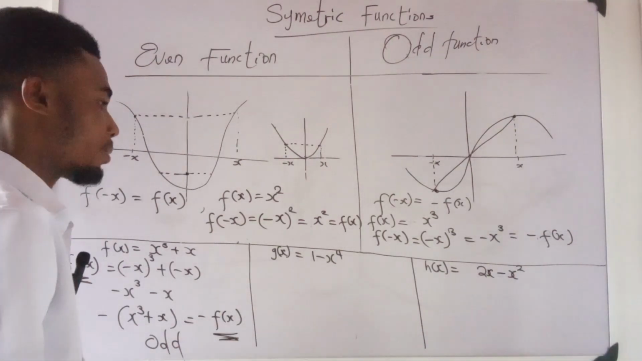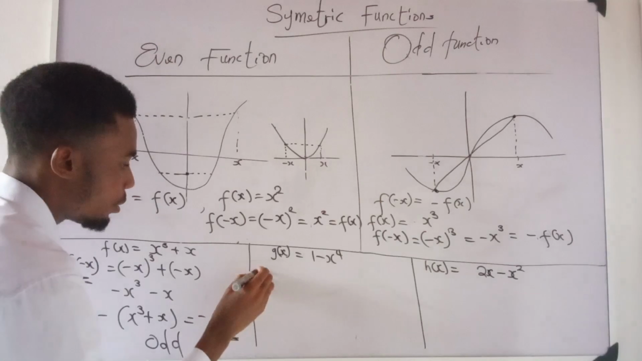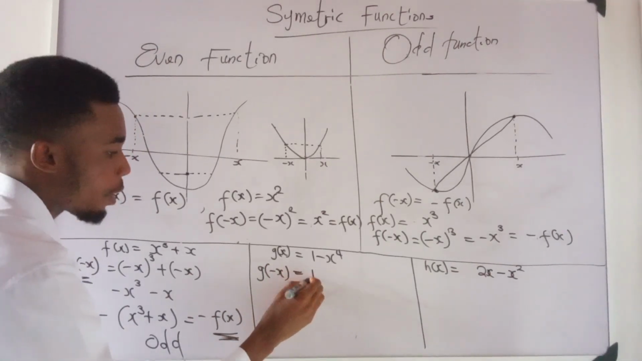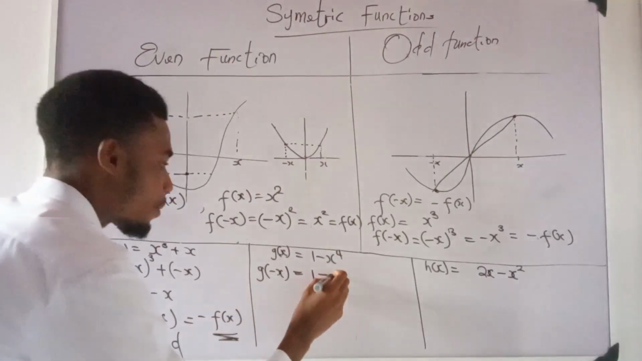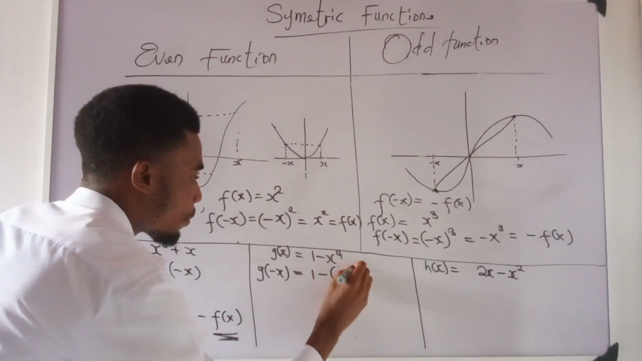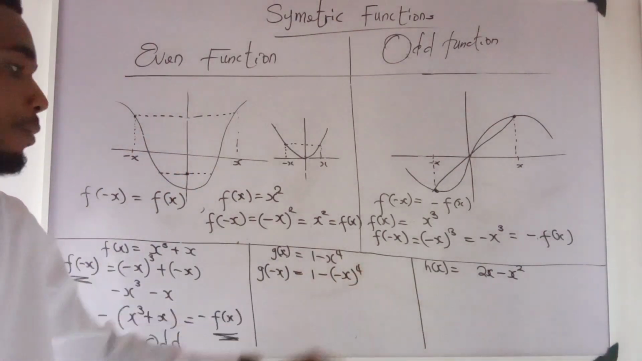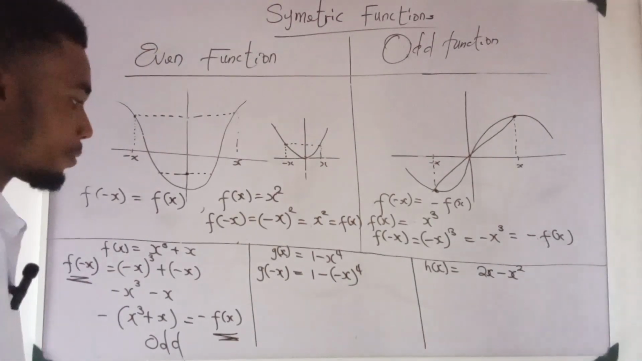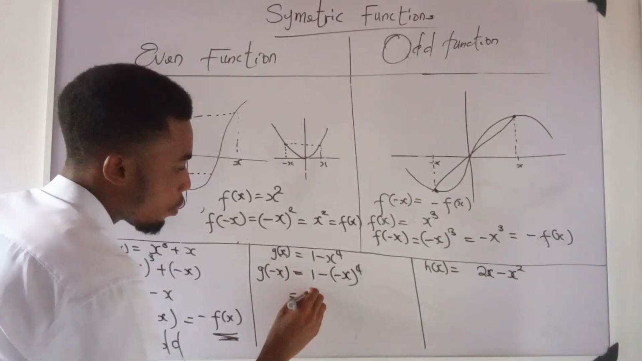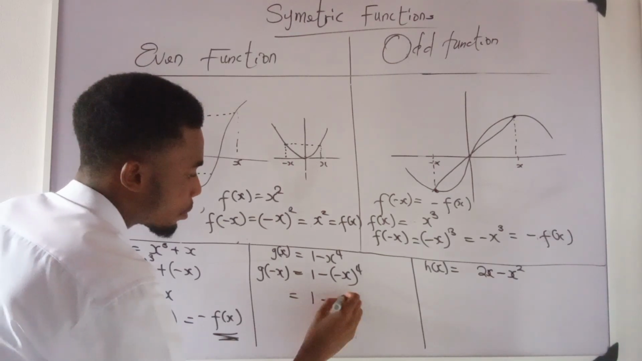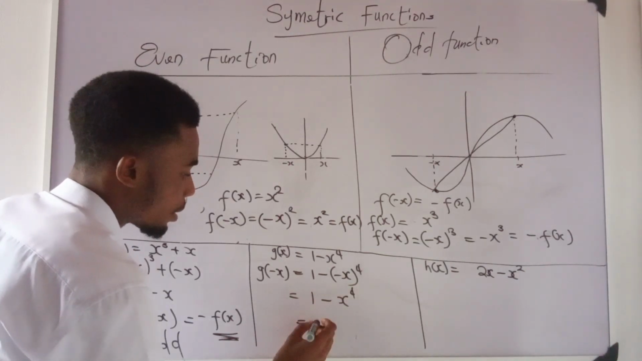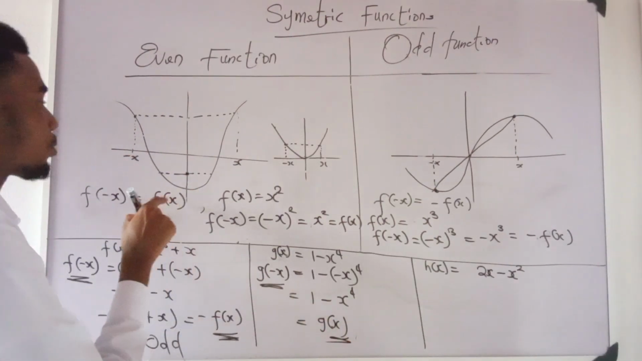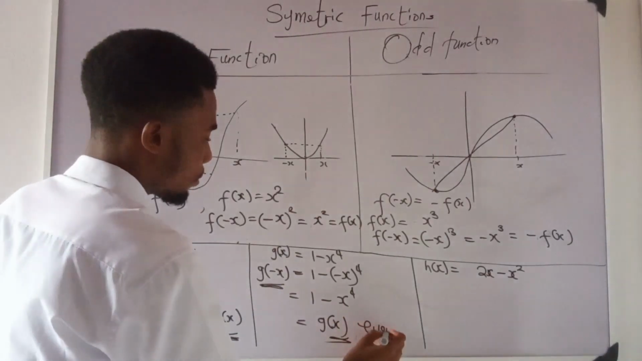All right, let us look at this one, g of x. Now let us look at g of minus x. G of minus x in this case is going to be 1 minus minus x to the power of 4. The power here is even, so the negative multiplies itself 4 times and it remains positive. So this is equal to 1 minus x to the power of 4, which is the same as g of x. So you can see that g of minus x gives you g of x. So this function is even.